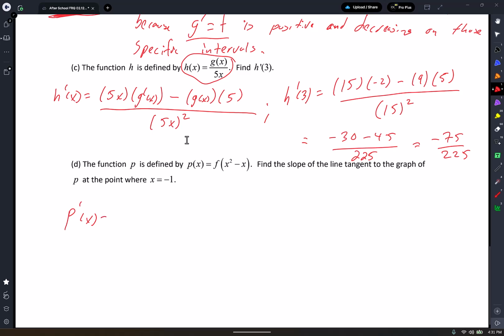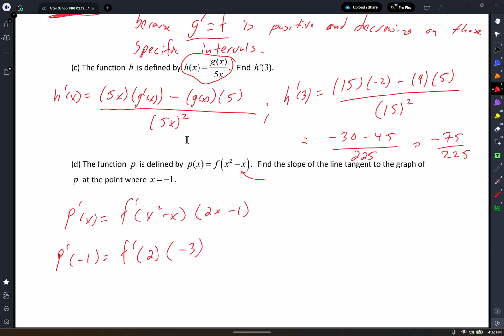P prime of x is equal to f prime, leave the inside alone, x squared minus x times derivative of the inside. So the derivative of the x squared minus x. What's the derivative of x squared? What's the derivative of x? No, you're right. Minus 1. All right, ready for the plug-in of the negative 1? So I'm going to go p prime of negative 1 equals f prime. Negative 1 squared is 1. And 1 minus negative 1, I want to say that's 2. Right? Okay, negative 1 squared is 1. Minus negative 1, 2. Times 2 times negative 1 is negative 2. Minus 1 is negative 3.